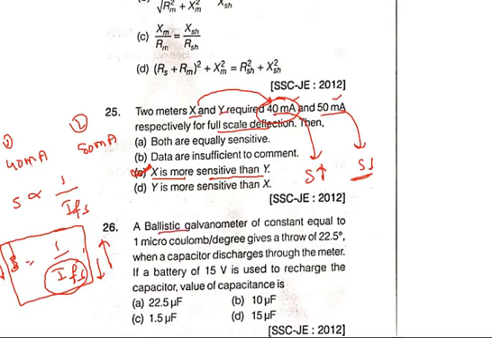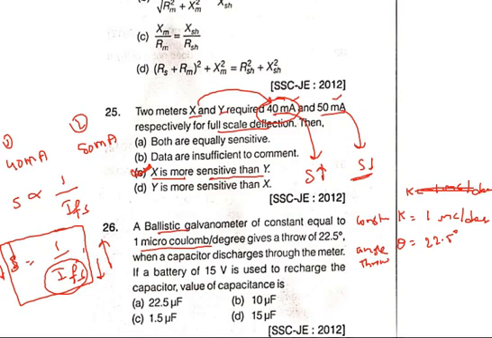Next question. A ballistic galvanometer of constant equal to 1 microcoulomb per degree. Constant given, that is, K value given. K equals 1 microcoulomb per degree. Next, it gives a throw. How much is the throwing angle given? Angle of throw, theta. The angle of throw is 22.5 degrees given. This is the angle of throw, and this is the constant value given.